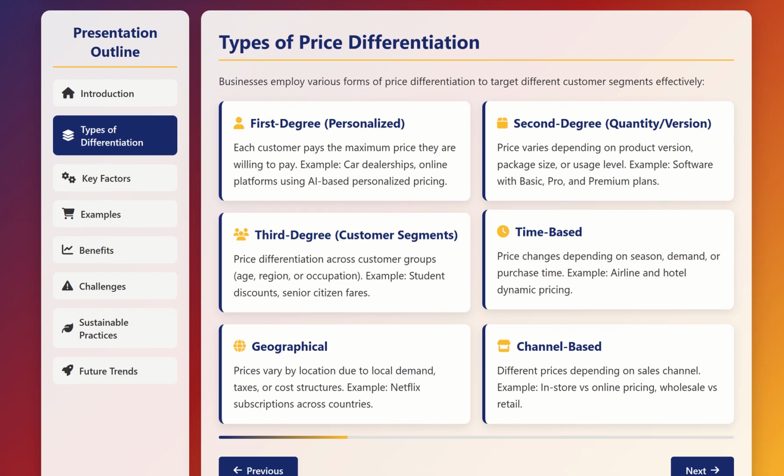Then you have what you call geographical location. Prices may vary depending on location due to local demand, taxes, or the cost structures. For example, Netflix subscription prices across countries are not the same.